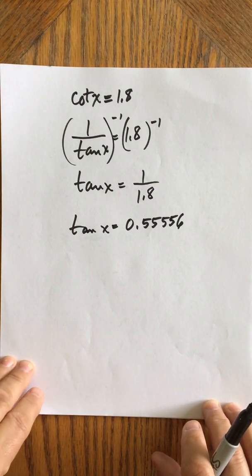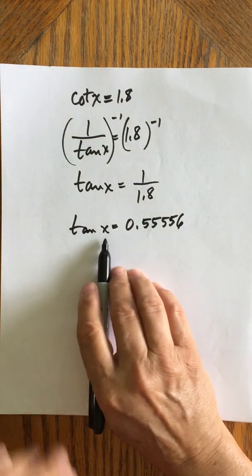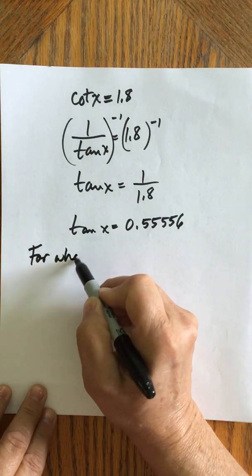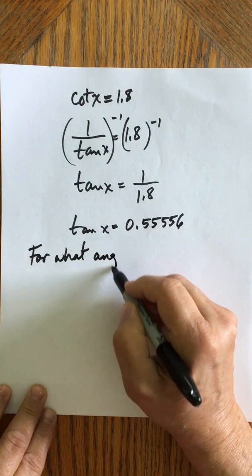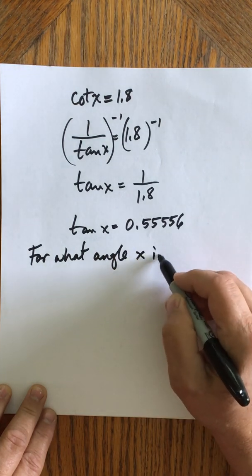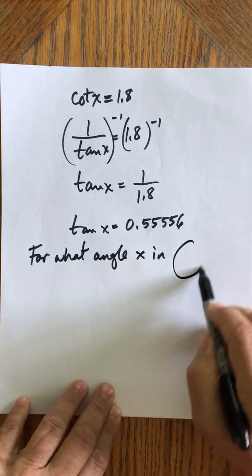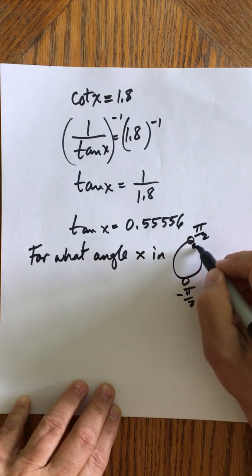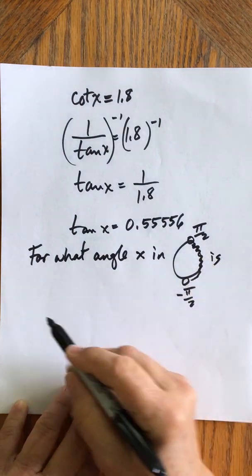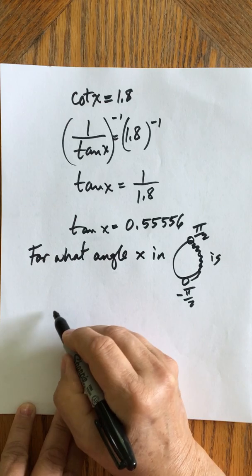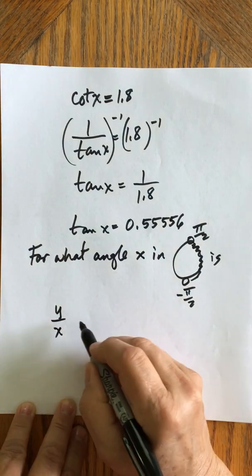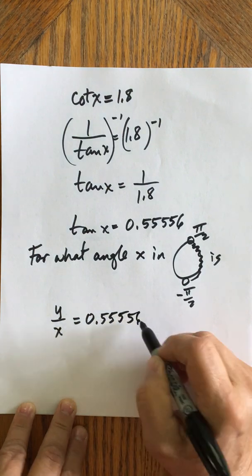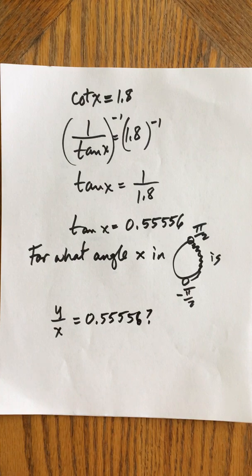All right, so now what I want to do is I want to have the calculator tell me, well, at least what is this angle? Right? So I'm basically asking for what angle x, and I'm only allowed to look when the calculator goes to find that solution, right? It's from negative pi over 2 to pi over 2, anywhere in here, is now, because of the definition of tangent, which is y over x, then is the ratio y over x equal to this right here, 0.55556. Right? And that's what I'm really asking the calculator to find, right?